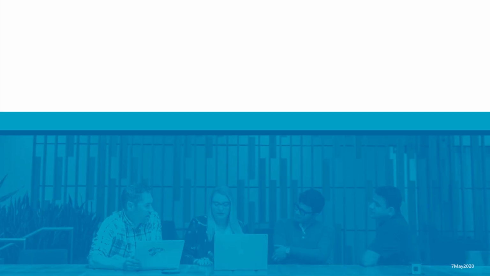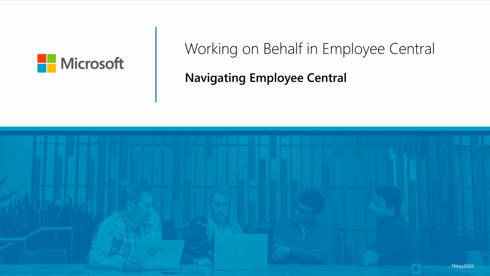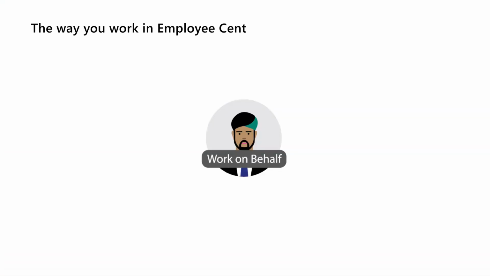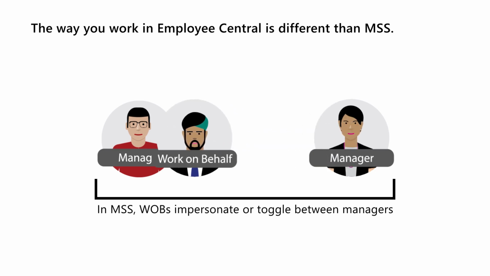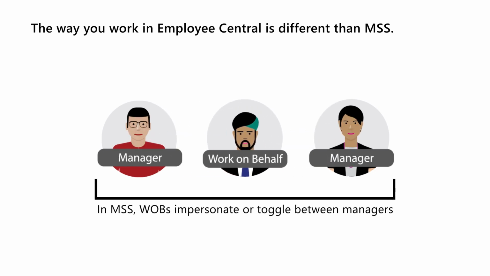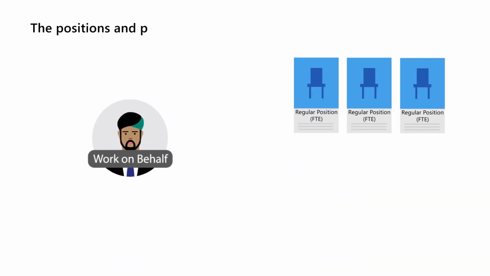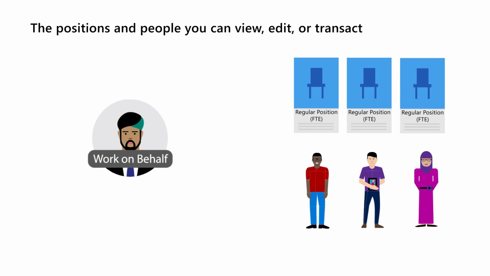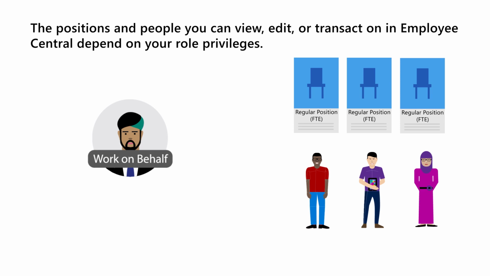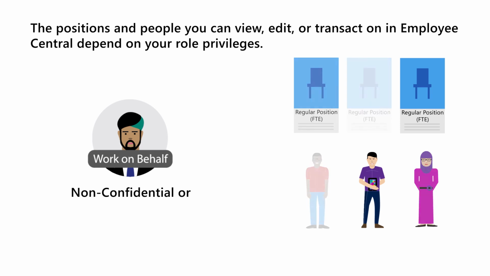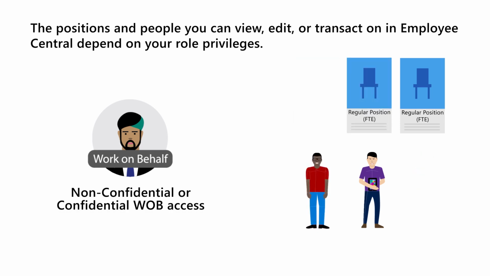Welcome to Employee Central. In this demo, I'll give you an overview of how to navigate the tool. The way you work in Employee Central is different than MSS. In MSS, WOBs impersonate or toggle between managers to transact. The positions and people you can view, edit, or transact on in Employee Central depend on your role privileges. For example, whether you have non-confidential or confidential WOB access.